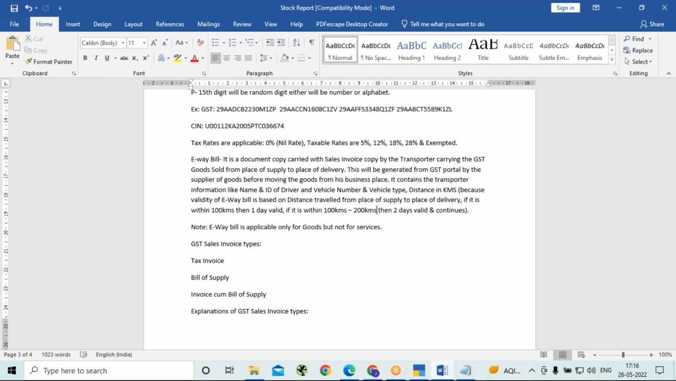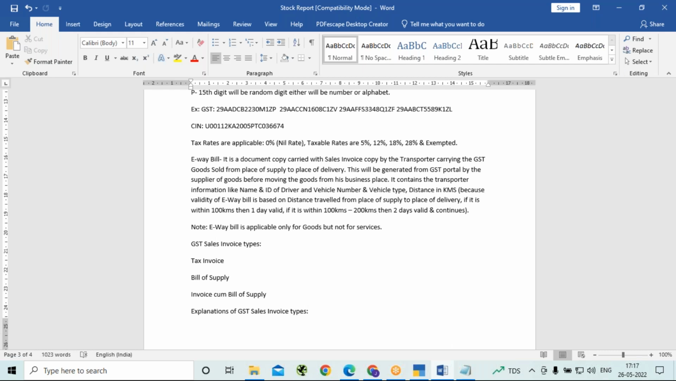Okay, and this will be applicable. The e-way bill concept is applicable only when you are dealing with goods. That means when you have a transaction on goods and GST is applicable on those goods, then only this e-way bill concept is mandatory at the time of transportation. That means the transporter has to carry the e-way bill when they start to transport the goods.